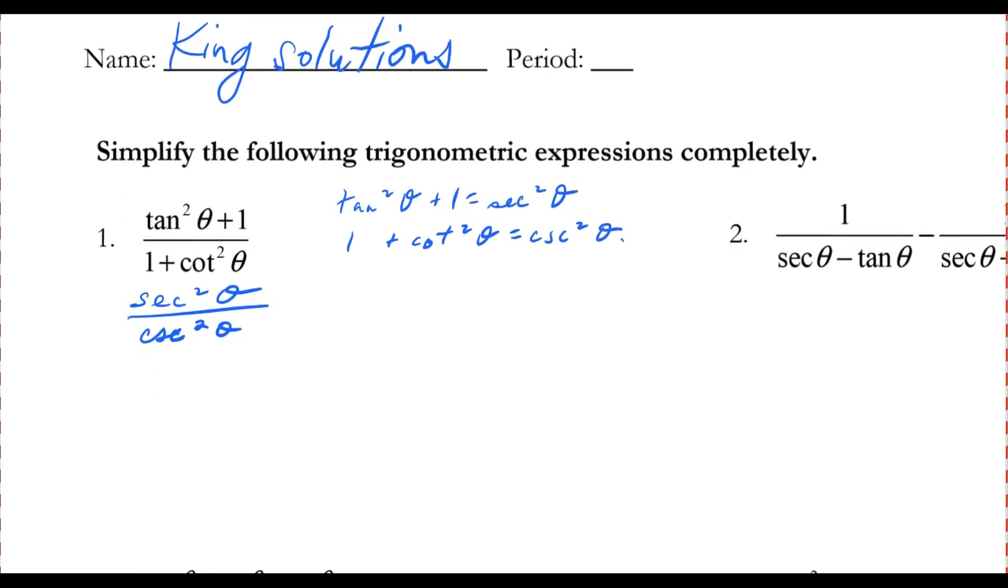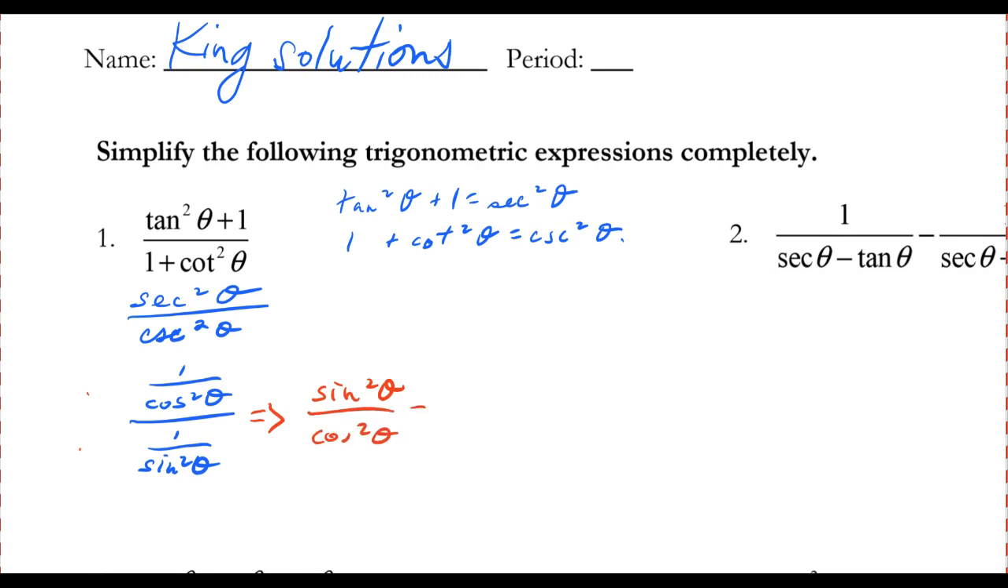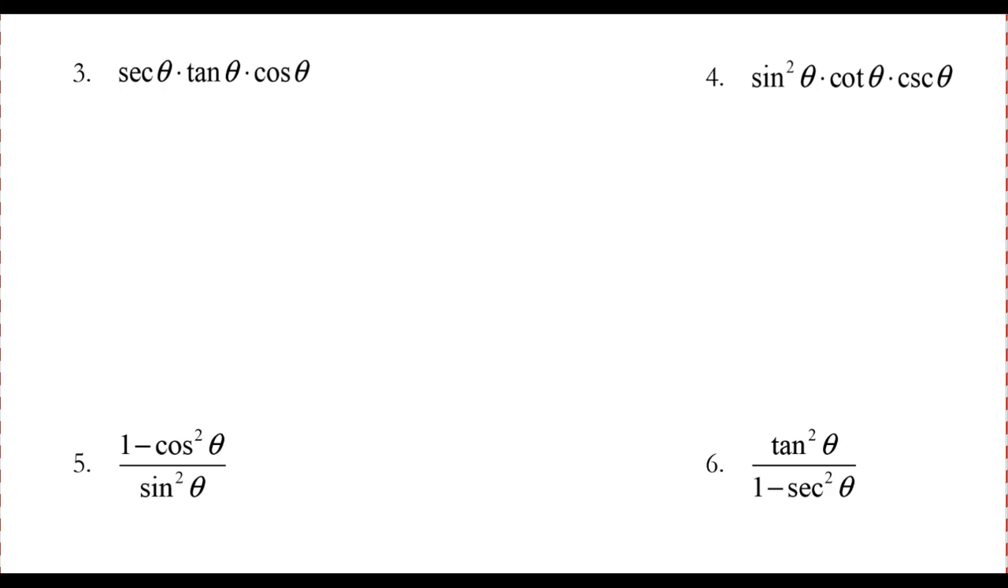The next thing that we can do is replace secant squared theta with 1 over cosine squared theta. Remember your reciprocal functions. And then cosecant squared theta, that's 1 over sine squared theta. And at this point, we can multiply the top and bottom, that is the numerator and denominator, by sine squared theta. And that yields sine squared theta over cosine squared theta, which is tangent squared theta. And we are done.